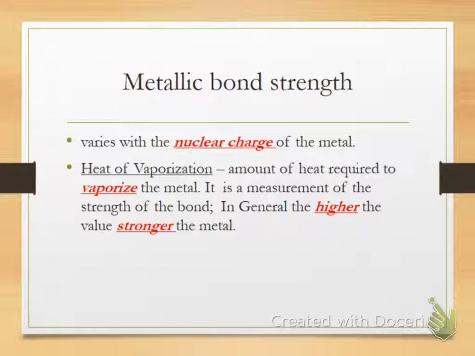Okay. Metallic bond strength, these are the last two definitions we have, varies with nuclear charge. The heat of vaporization is the amount of heat required to vaporize the metal. Okay? It's a measure of the strength of the bond. So basically, the higher the value, the stronger the metal. Which they're going to be really high values. It takes a lot of energy to vaporize a metal.